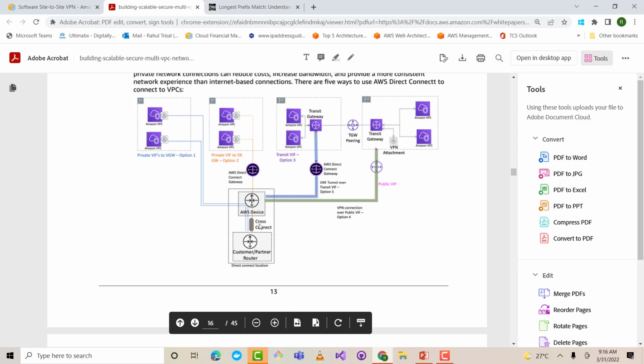So once you establish this, then what the partner will do is it will also have an AWS device on their side, and it will establish connectivity between the AWS device and the customer router. So once this has been established, then you have four options. If you look at the left side where it says private VIF to VGW, option 1.